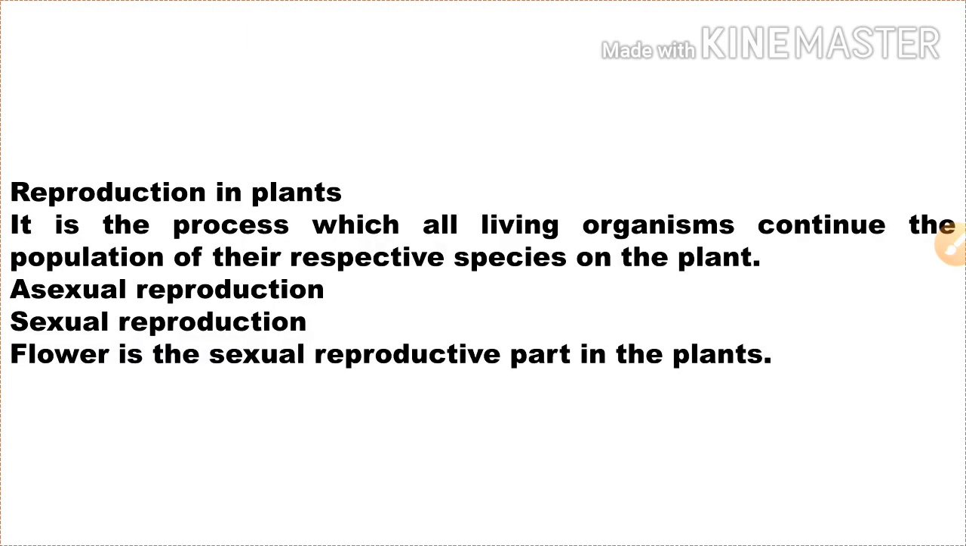Next one is reproduction in plants. It is a process by which all living organisms continue the population of their respective species on the planet. There are two types of reproduction, asexual reproduction and sexual reproduction. Flower is the sexual reproductive part in the plant.